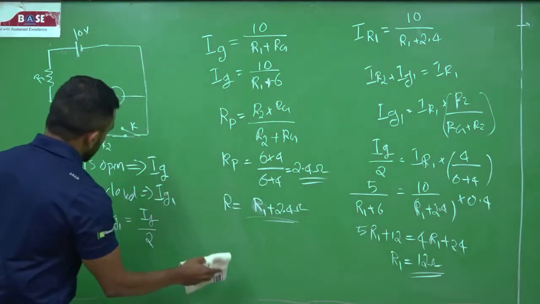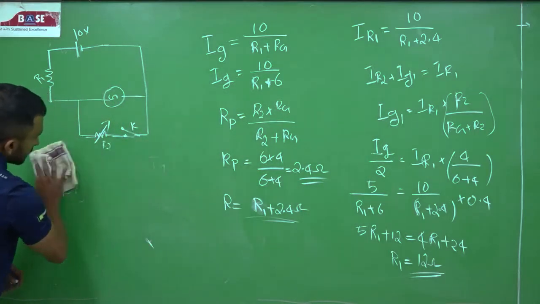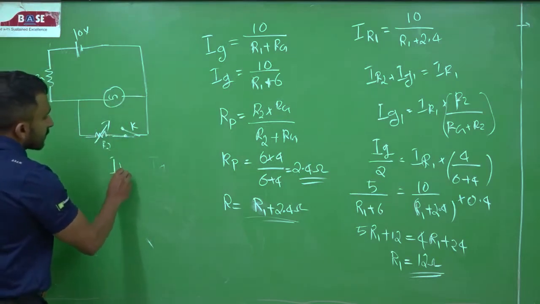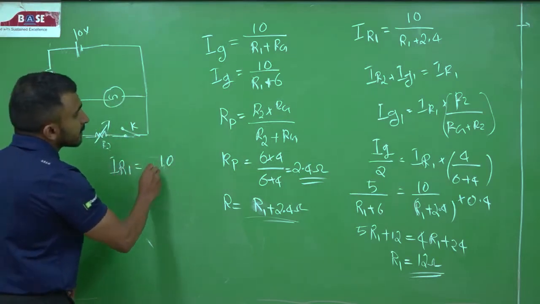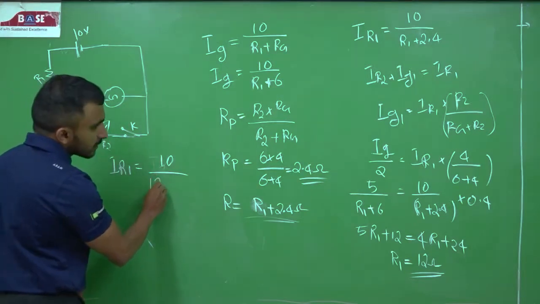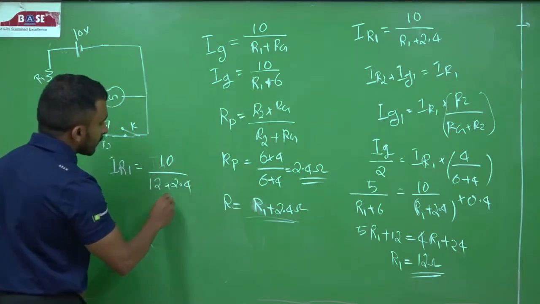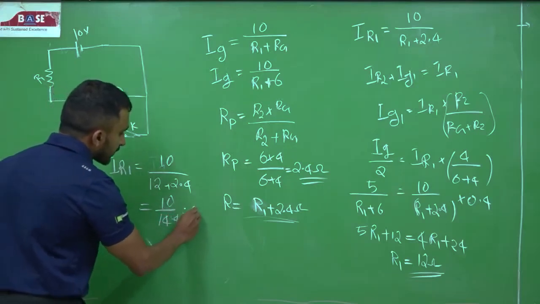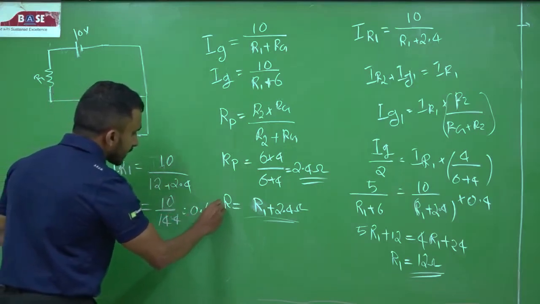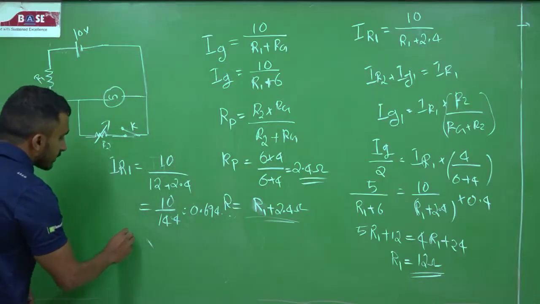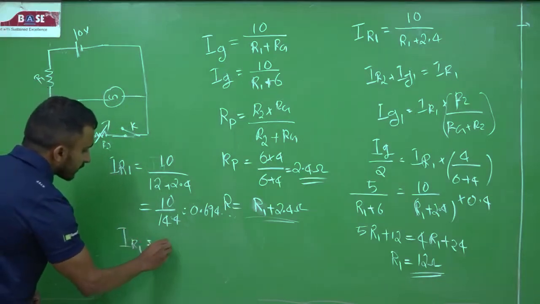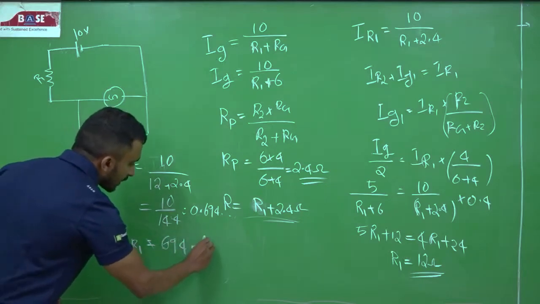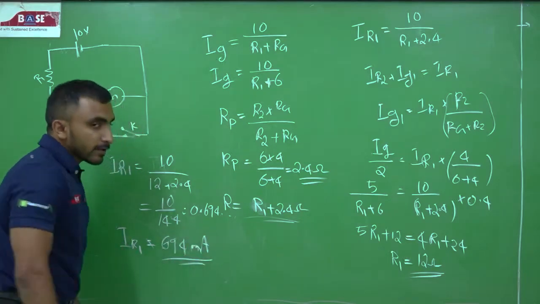Now you can substitute in that equation. So IR1 will be equal to 10 divided by R1, which is 12, plus 2.4. You will get 10 by 14.4, which is equal to 0.694 ampere. So in milliampere, IR1 will be equal to 694 milliampere. So this will be the answer.